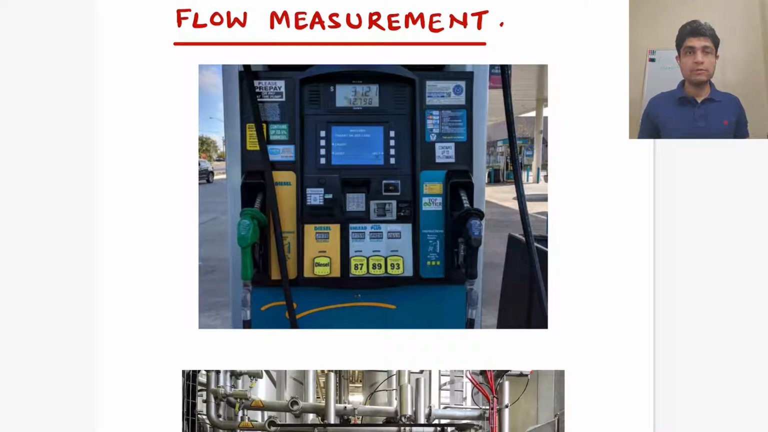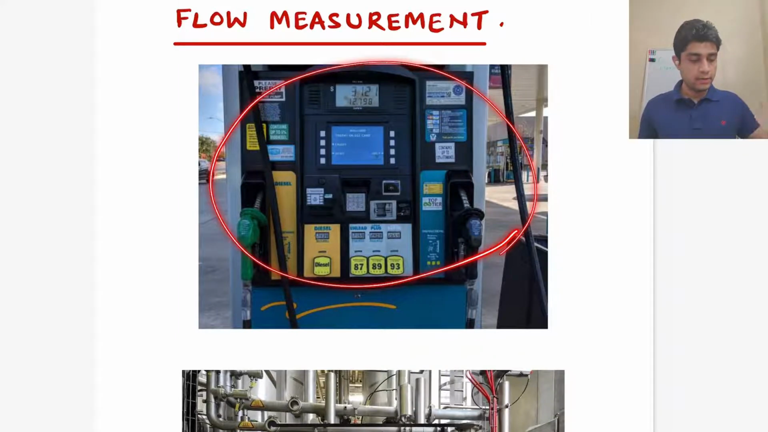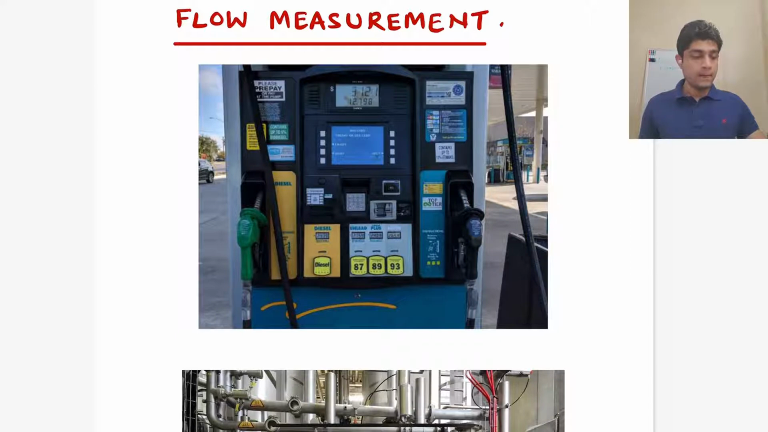Today's topic is flow measurement and flow meters. As you can see on your screen, this is a typical gas pump, and we have all been to gas pumps multiple times to fill gas in our cars. But have you ever wondered how a gas pump knows how much gas it has pumped so that it can bill you accordingly? The answer is that it uses a flow meter which counts the number of gallons passing through it, keeps this count, and produces the bill.